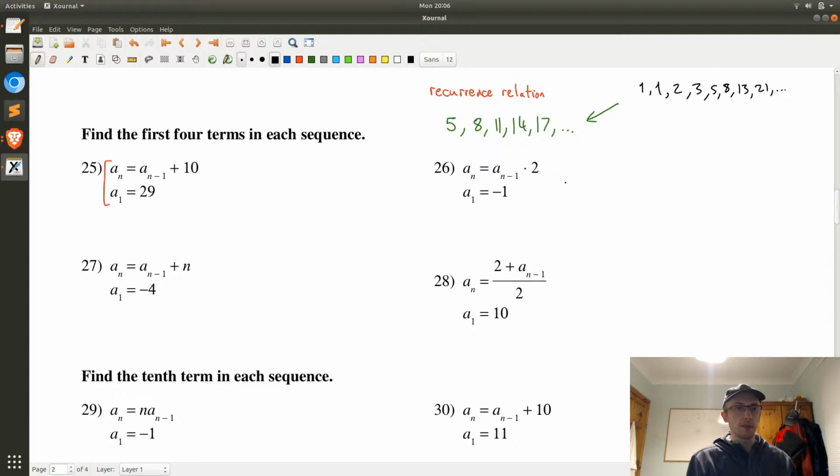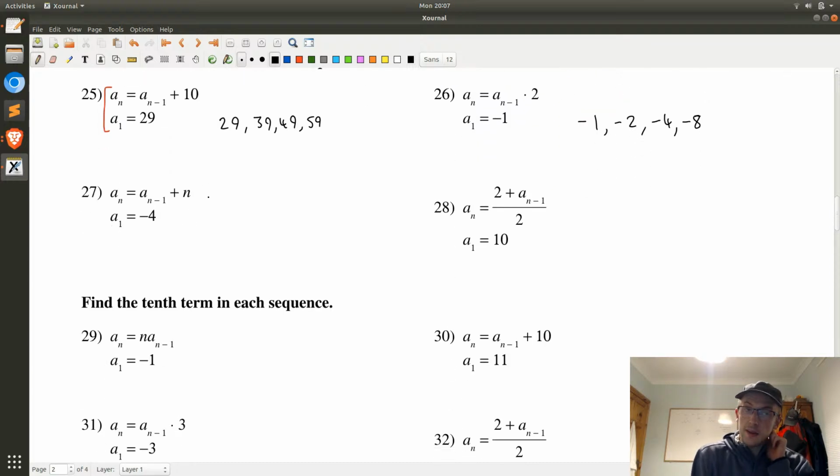The Fibonacci numbers. But for this one here, it begins with 29. And what you have to do is add 10 each time. So it's going to go 29, 39, 49, 59, just like that. And for this one here, you begin with -1 and you have to multiply by 2 each time. So it's going to go -1, -2, -4, -8, just like that.